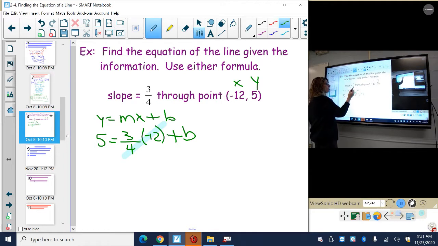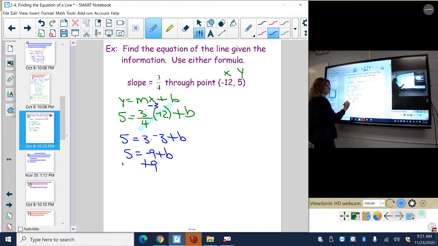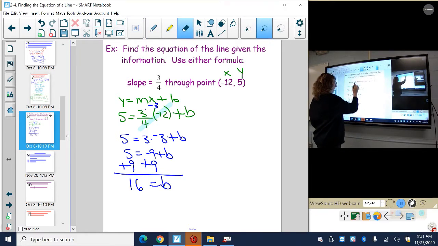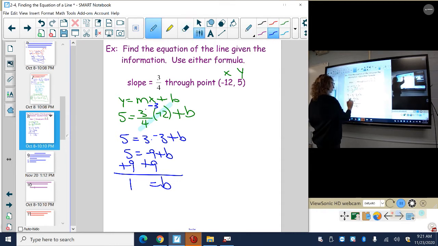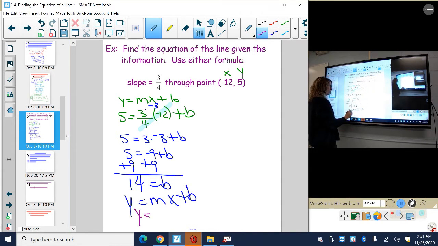-12 divided by 4 is going to give me a -3. So I have 5 is equal to 3 times -3 plus b. So 5 is equal to -9 plus b. Add the 9, and I'm going to get 16 is equal to b. Or actually 14. Sorry, can't add today. So that means I write down the formula again, and my final answer will be y is equal to, my slope is 3/4, x plus 14.